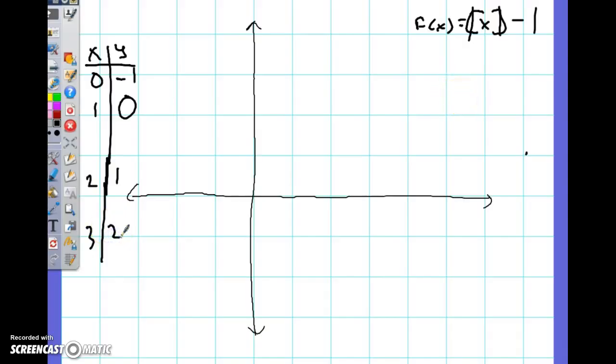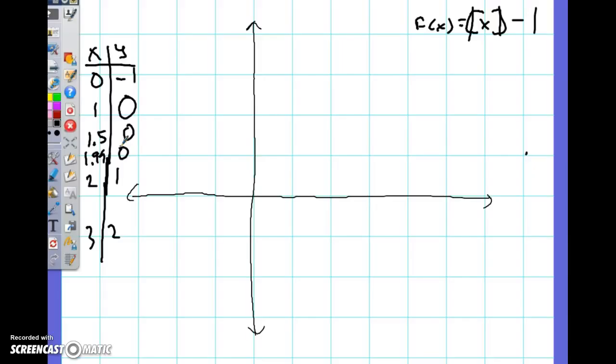It's just a line, Mr. Redney. Aha! But then we try 1.5. What do I get? I get 1, minus 1 is 0. How about 1.99? I get 1, minus 1 is 0. Greatest integer function just takes the last integer you had.